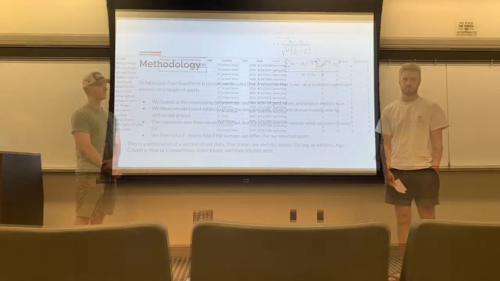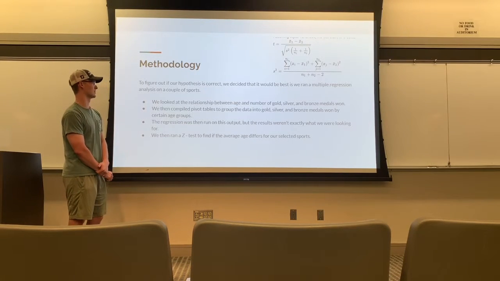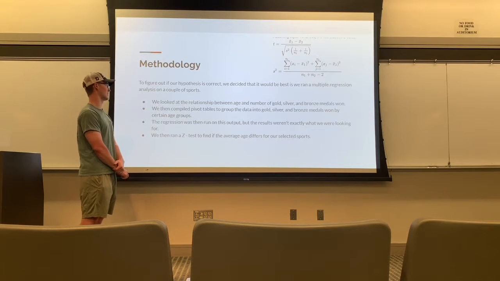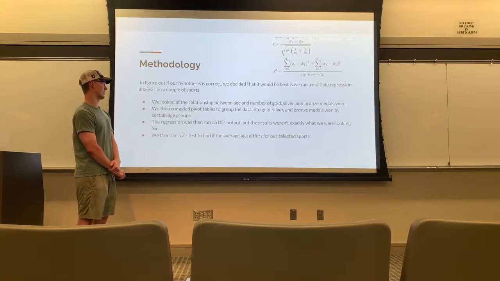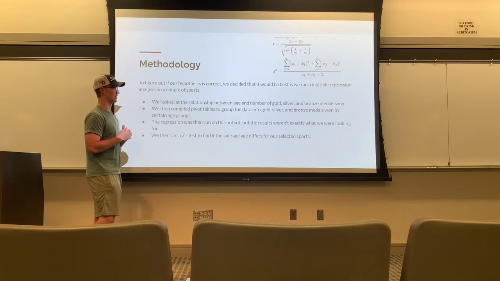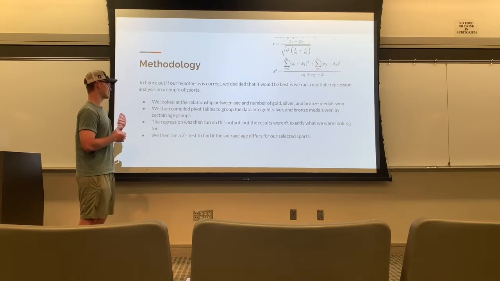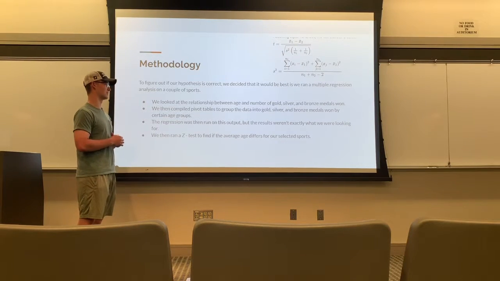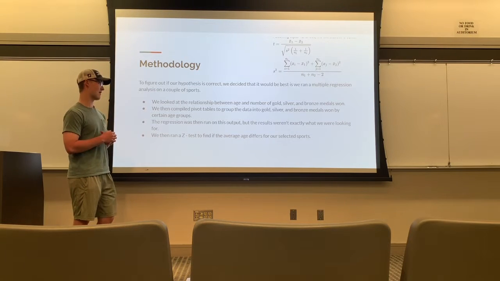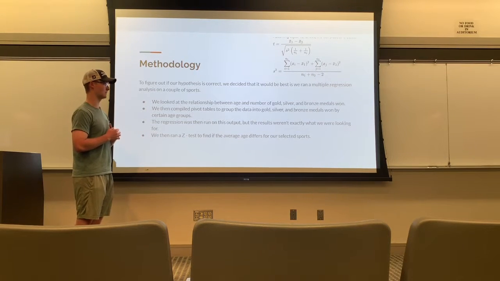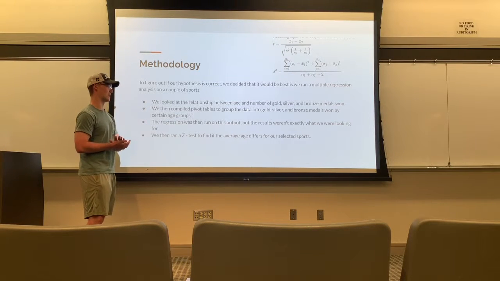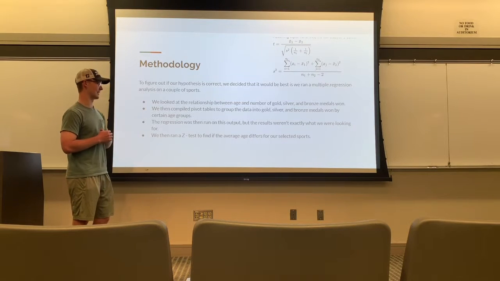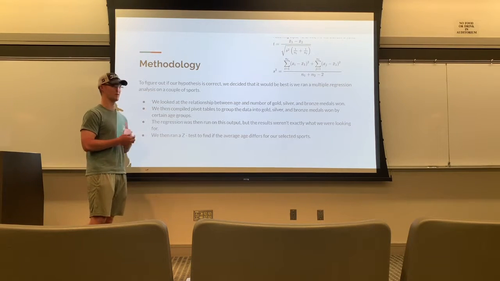To figure out if our hypothesis was correct, we decided that it would be best to run a multiple regression test on the sports that we selected. We looked at the relationship between age and number of gold, silver, and bronze medals won, but that didn't really give us the data that we wanted. So then we decided to put together pivot tables to group the data, and then we ran a regression on that again. It gave us better information, but it still wasn't conclusive. Finally, we then ran a z-test to see if the average age differed for all of our selected sports.